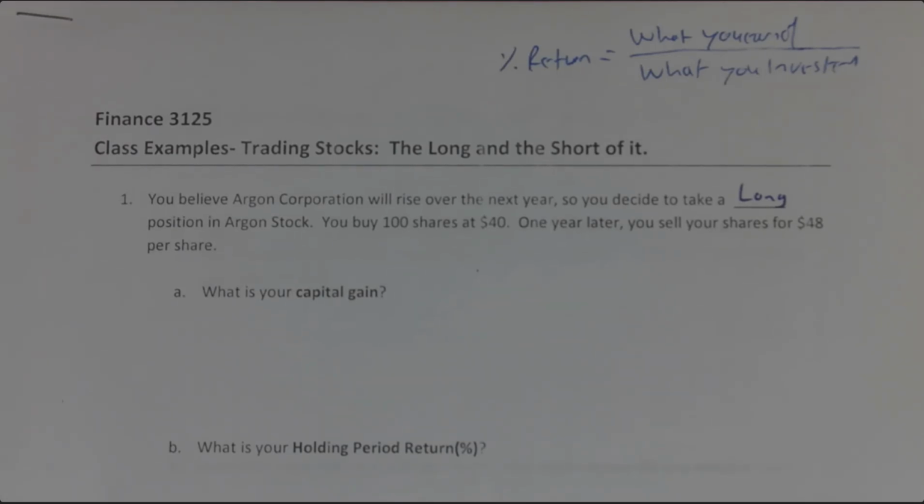I generally do things on a per share basis, but when we start dealing with margin and short sales, we're actually going to have to multiply things out. So sometimes we'll need to multiply them out. Sometimes we can do it on a per share basis. So I'll just do it both ways here.